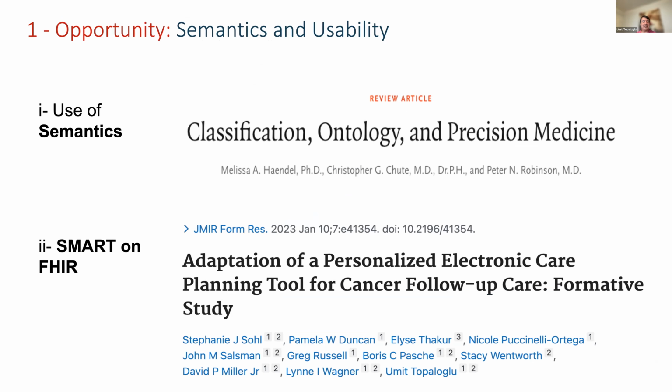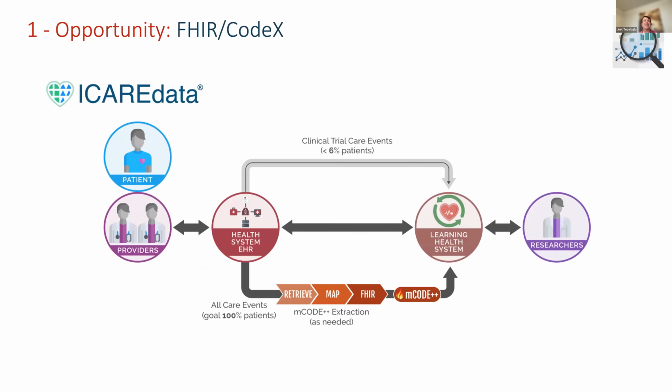Another approach that we see as an opportunity is the utilization of SMART on FHIR type tools to improve a function that the EHR may not be serving well or may not be as user-friendly as it could be for our clinicians to use. One example that I happened to participate in developed a care planning tool for the survivorship clinic. These are all possible opportunities.